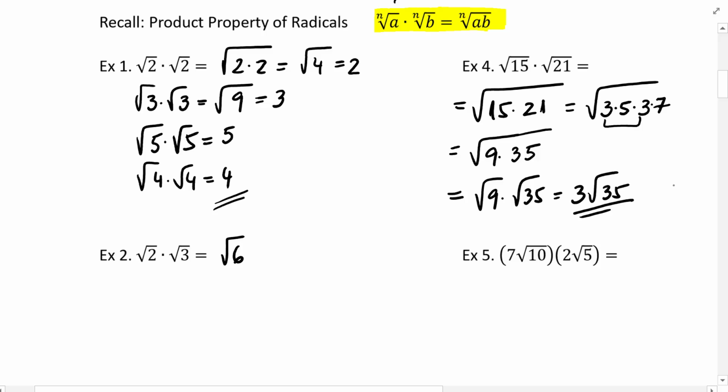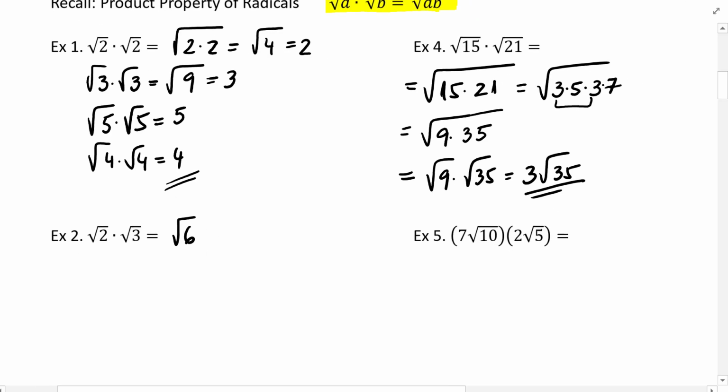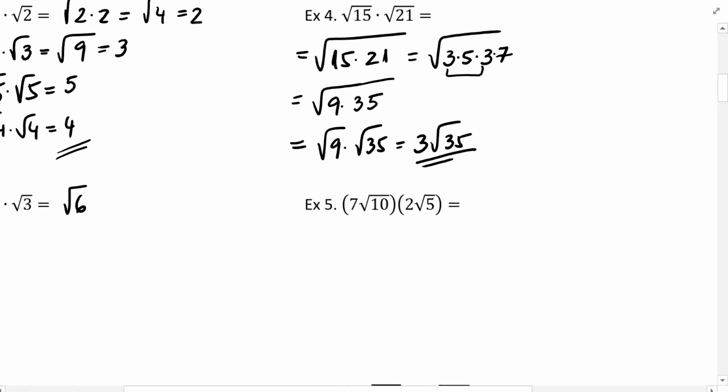Final answer, right? 35 is 5 times 7. I cannot separate it further or simplify it further.